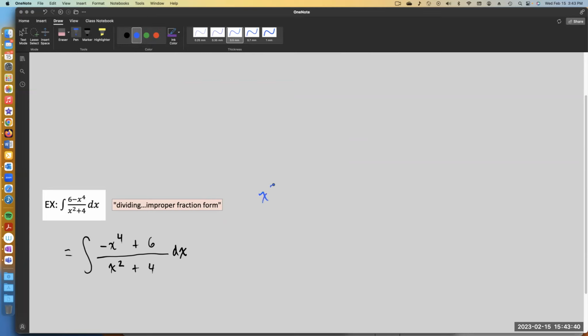So this is improper. So we're going to divide the denominator into the numerator. And I'm going to leave a little space here because I suspect there's going to be an x squared in here somewhere because of that. So let's go ahead and go from there.